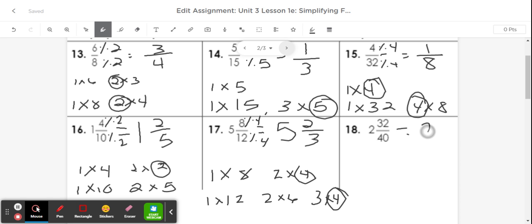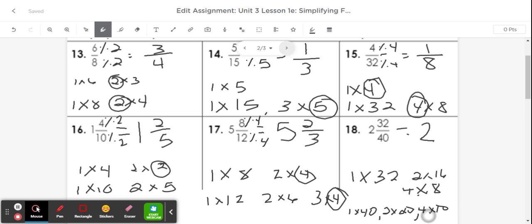Okay, here we go again. Move that 2 over. 1 times 32, 2 times 16, and 4 times 8. Okay, let's do the 40. 1 times 40, 2 times 20, 4 times 10, 5 times 8.